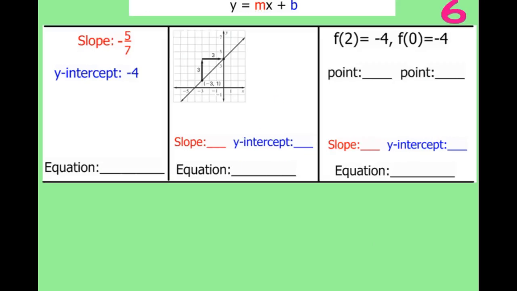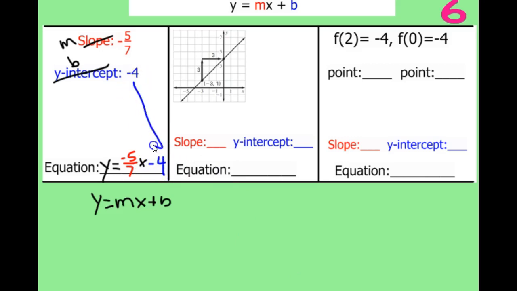This last one, I would say, is more of a challenge because we've done so many already. If you want to try this on your own again, I would suggest doing that. So first, equation y equals mx plus b. M is right here, it's our slope. B is right there, it's our y-intercept. So our equation will read y equals m, which is negative 5 over 7, x, and then plus b, or in this case minus b if it's minus 4.